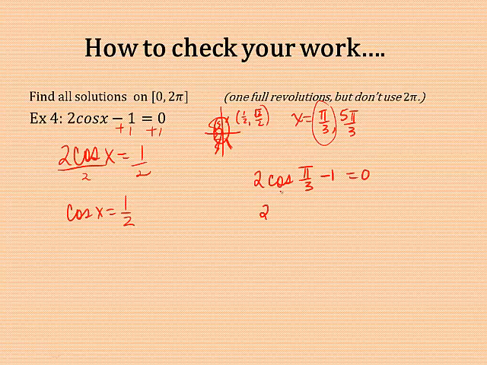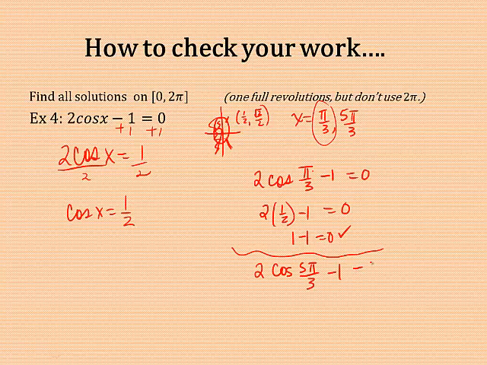Well, okay, so now you work it out. What's the cosine of pi over 3? Well, we said it's 1/2, right? Well, 2 times 1/2 is 1, minus 1 equals 0, and it works. Now, can you do it with the 5 pi over 3? Sure can. 2 cosine of 5 pi over 3 minus 1 equals 0. 2 times 1/2 minus 1 equals 0. So again, it's 1 minus 1 equals 0. So both of these are good solutions. Okay?